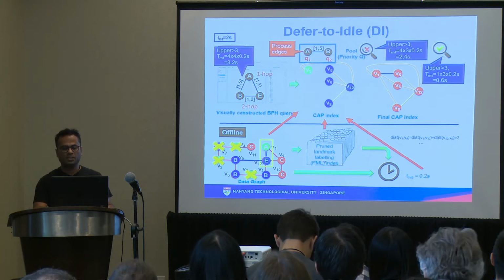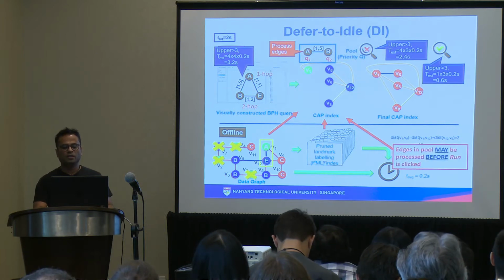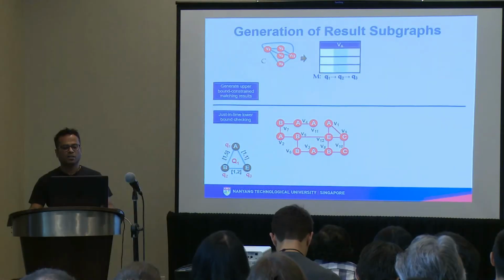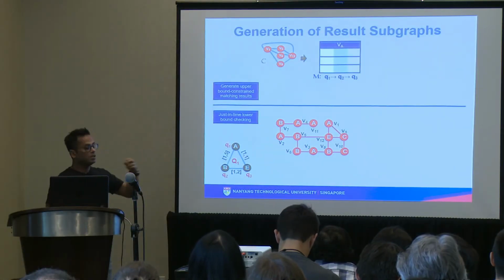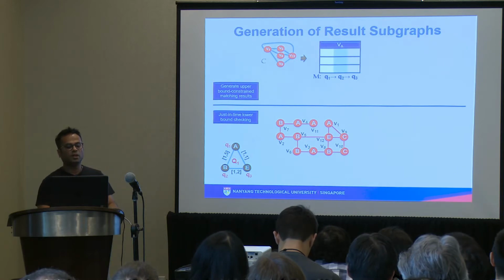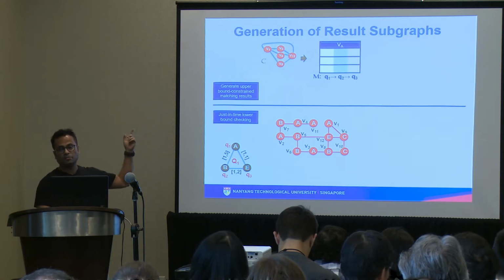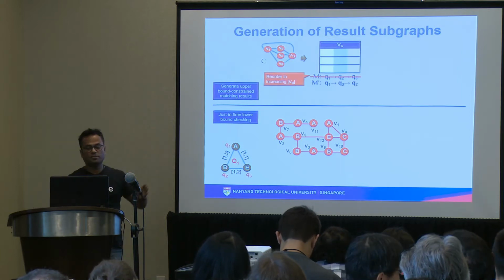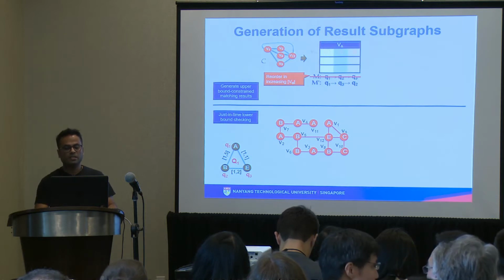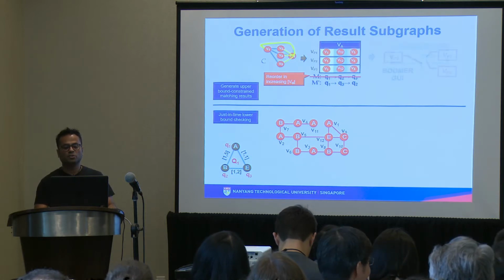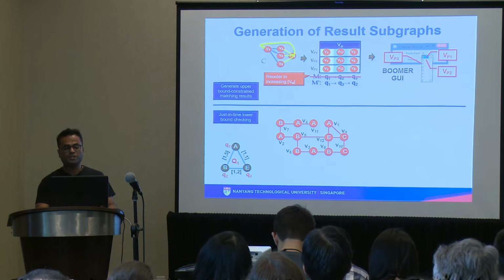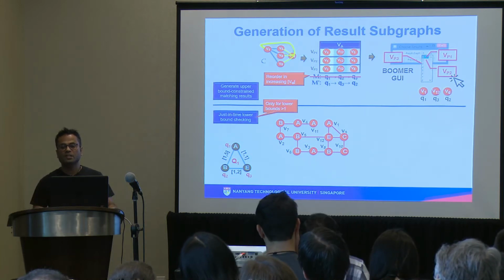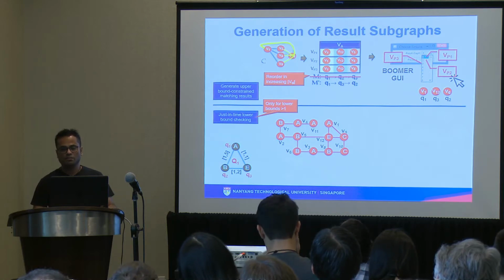When, let's say, the user clicks run now, we basically have the CAP index ready. From here, we enumerate all the matches. We want all the instances of the matches of the query vertices. We reorder query vertices based on their increasing size of the VQIs. And then these results are shown to the user. When the user picks one of them, we construct the result graph involving these vertices.